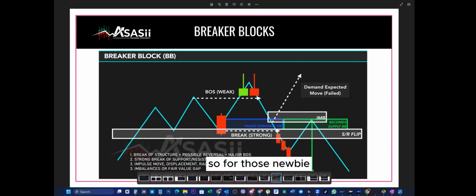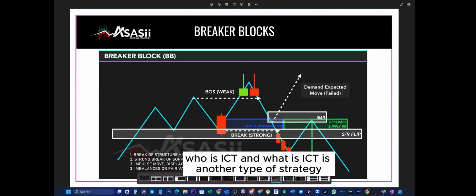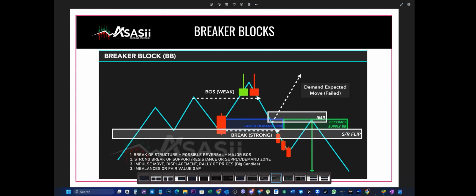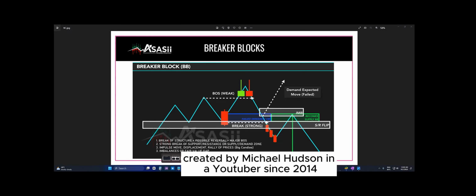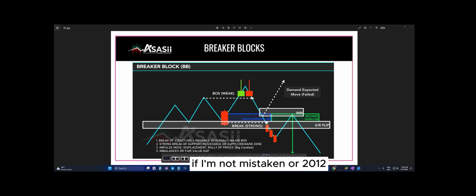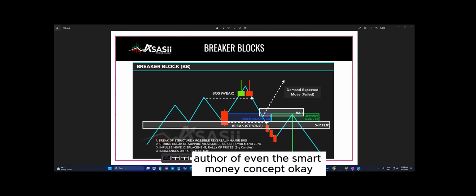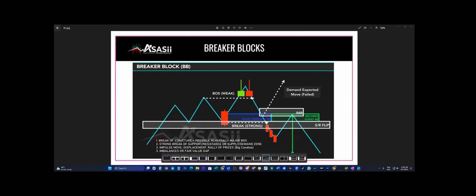So for those newbies who ask what is ICT, it is another type of strategy similar to smart money concept, created by Michael Huddleston, a YouTuber since 2014, if I'm not mistaken, or 2012. And he's saying that he's the author of even the smart money concept. Okay, so that's his claim, and I respect his teaching as well.